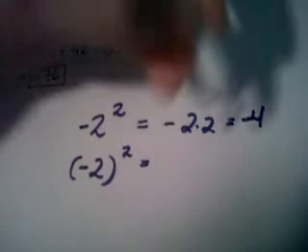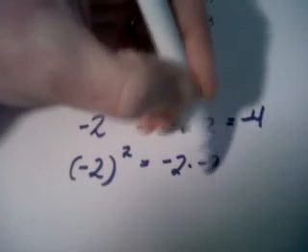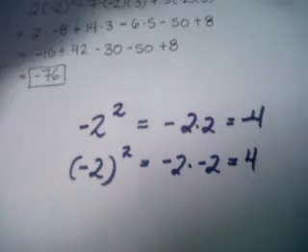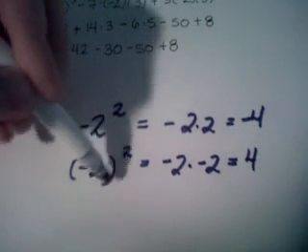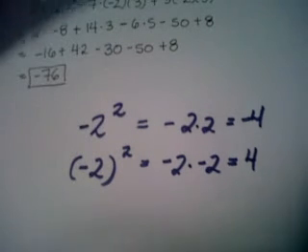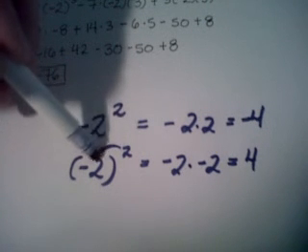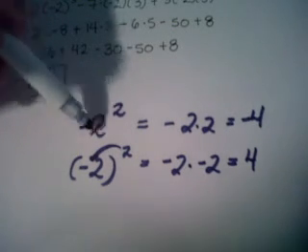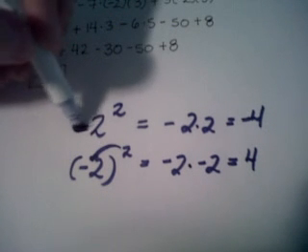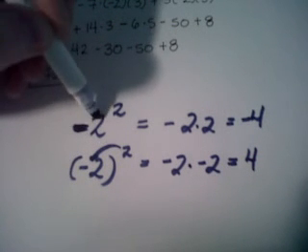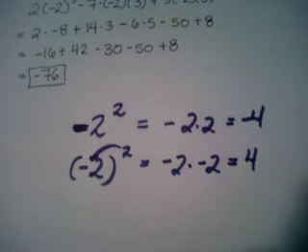That is different from saying (negative 2) squared, which is saying negative 2 times negative 2, and that is equal to a positive 4. And what happens is when I have the parentheses around the negative, that means the negative is getting squared also. If I don't have parentheses around it, that negative is not getting squared, just the 2 is getting squared. So please notice that.